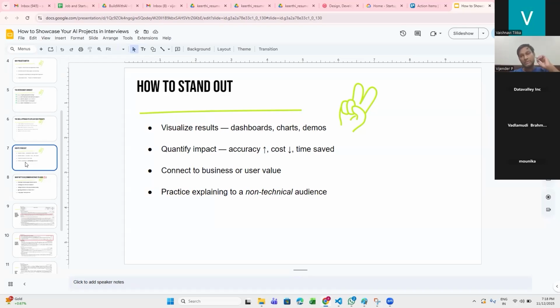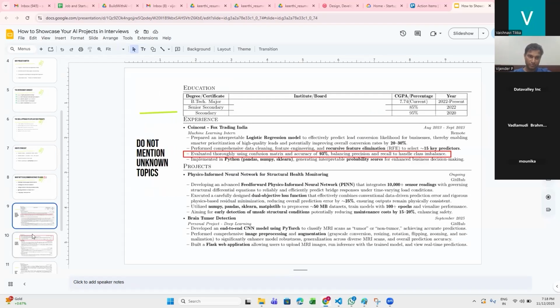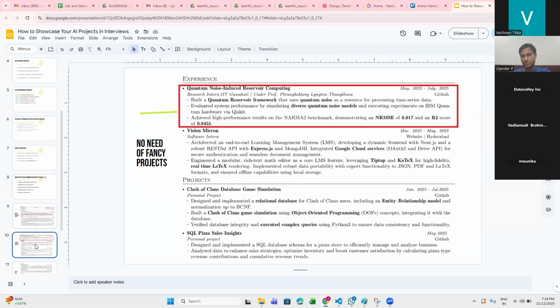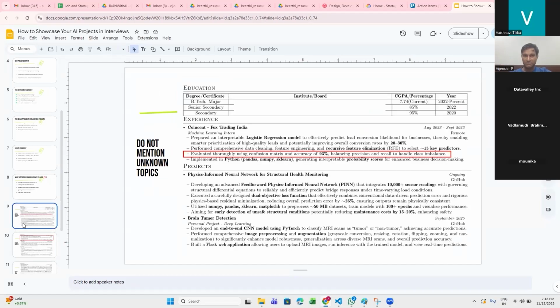So one of the things, Mitra, is that this particular resume is of a fresher, right? A college student, pretty much. Even this one is of a college student only. So you don't need complex projects. Sometimes people think that if they put in complex projects, people will be impressed, right? Quantum reservoir framework and all this stuff, not needed. Nobody needs it. This person, for example, has done a simple logistic regression model, correct?